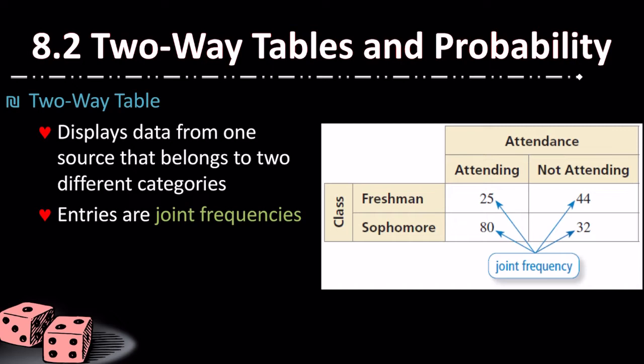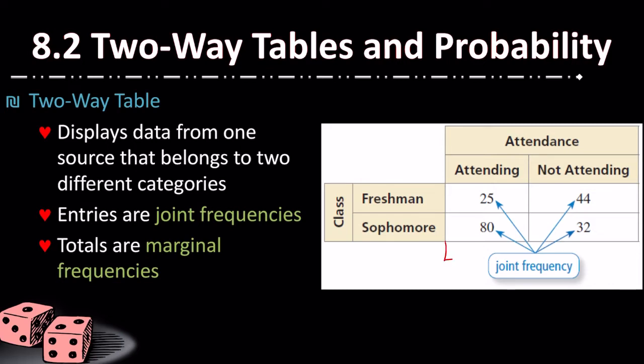For example, here we have class and attendance for some event. So you have the freshmen and sophomores attending or not attending. The entries are called joint frequencies. So how many freshmen are attending? It's called a joint frequency. The totals are marginal frequencies.